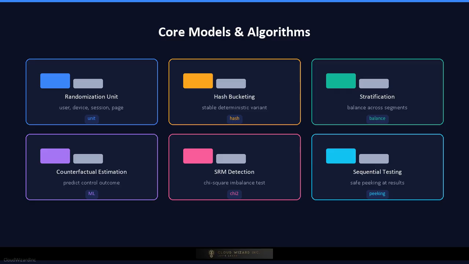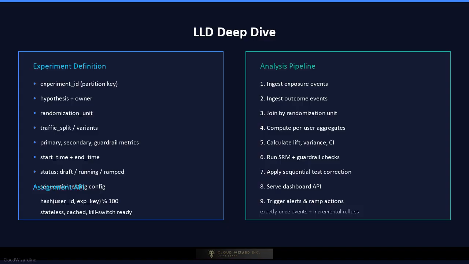The key trade-off is statistical power versus runtime. Shorter experiments are faster but noisier and more prone to false negatives. Now the low-level design deep dive. The assignment service is a stateless, horizontally scalable API. It reads experiment definitions from a configuration store, applies a hash-based bucketing algorithm, and returns the variant. The service caches experiment metadata and supports emergency shutdown through a kill switch.